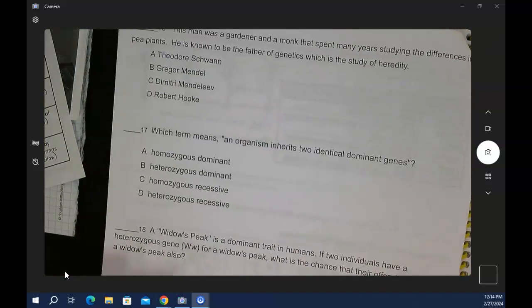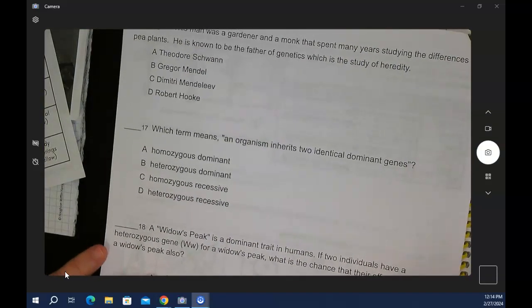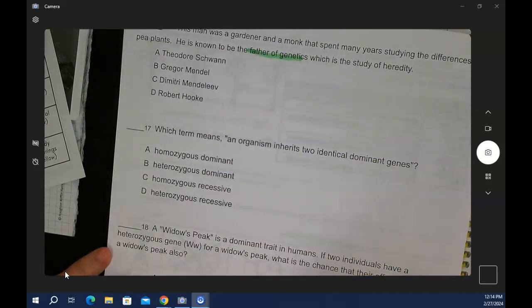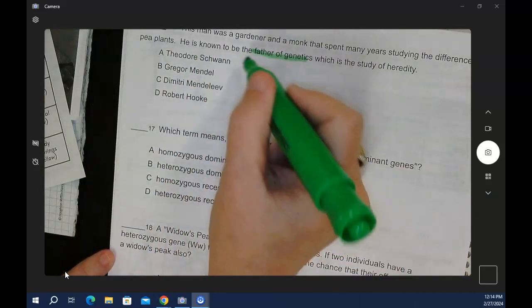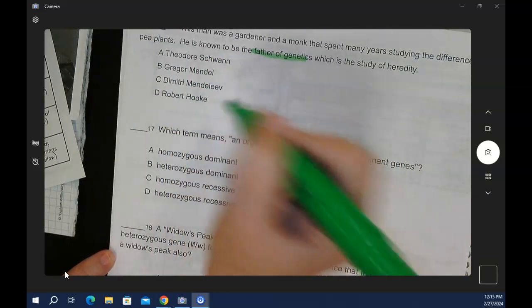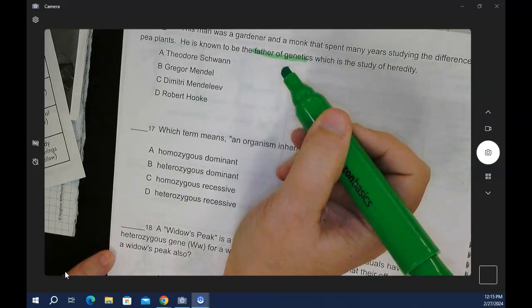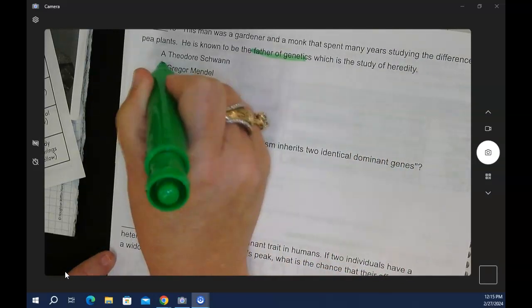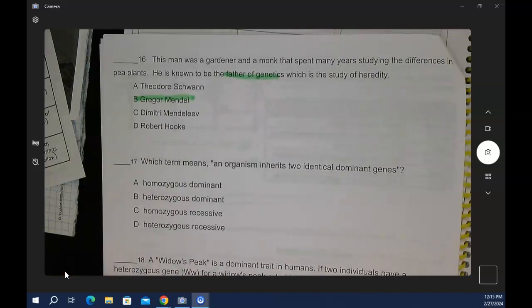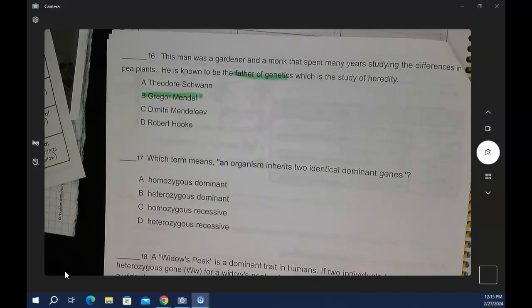This man was a gardener and a monk, and he spent many years studying different pea plants. He is known as the father of genetics, which is the study of heredity. Theodor Schwann, Gregor Mendel, Dmitry Mendeleev, Robert Hooke. Hooke named the cell. Schwann said all animals are made of cells. And Gregor Mendel is the father of genetics. Dmitry Mendeleev happens to be the person that organized the periodic table.